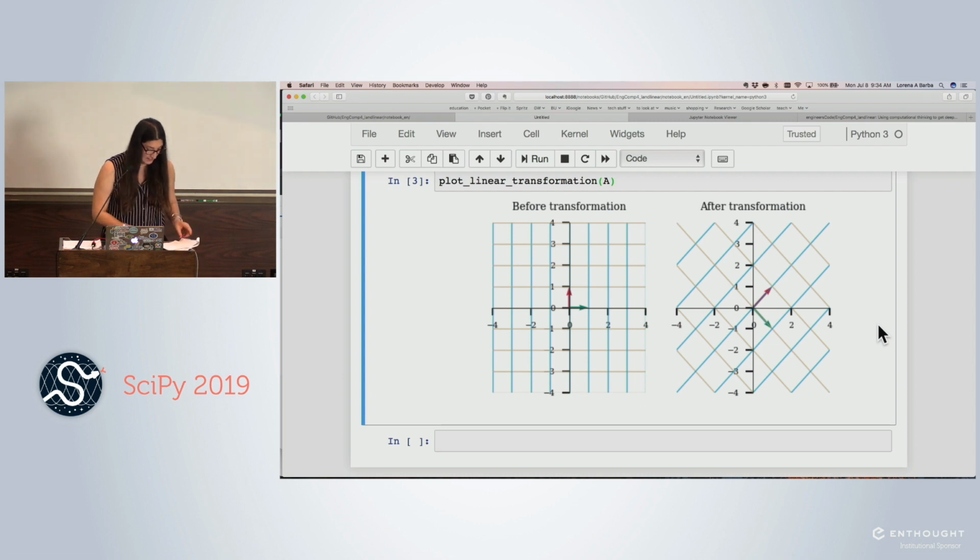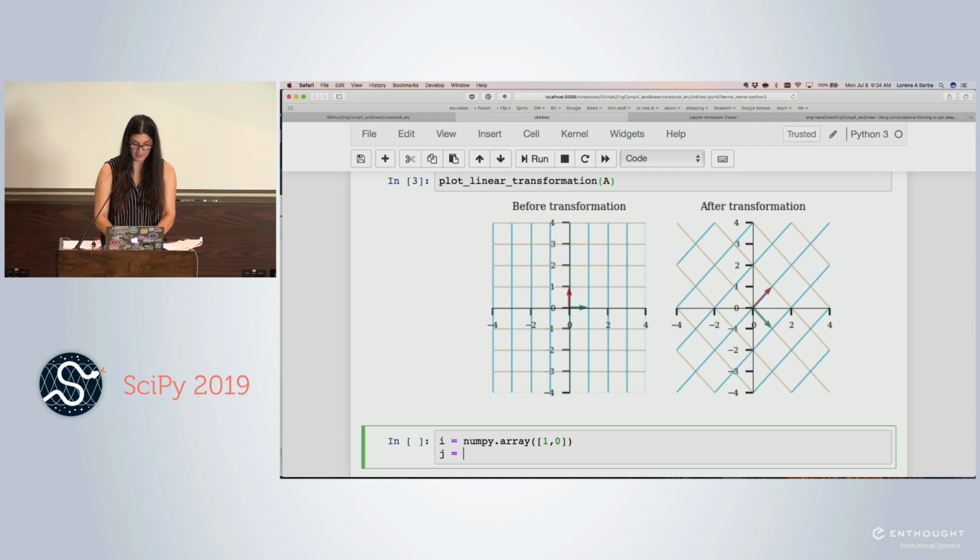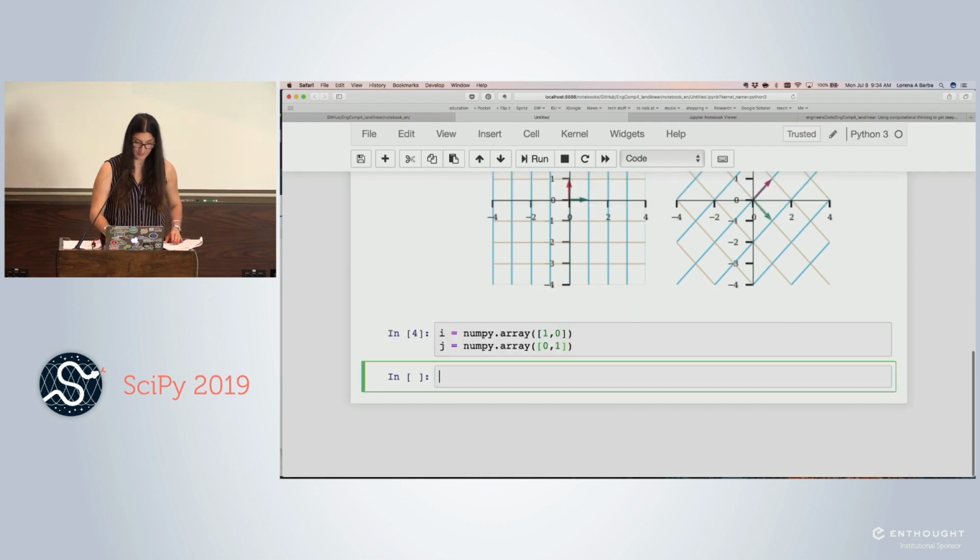All right, so let's create now our basis vectors. We're going to use them: i equals numpy.array, and it's just one list of numbers here, 1, 0; j equals numpy.array, 0, 1. Here are our basis vectors.